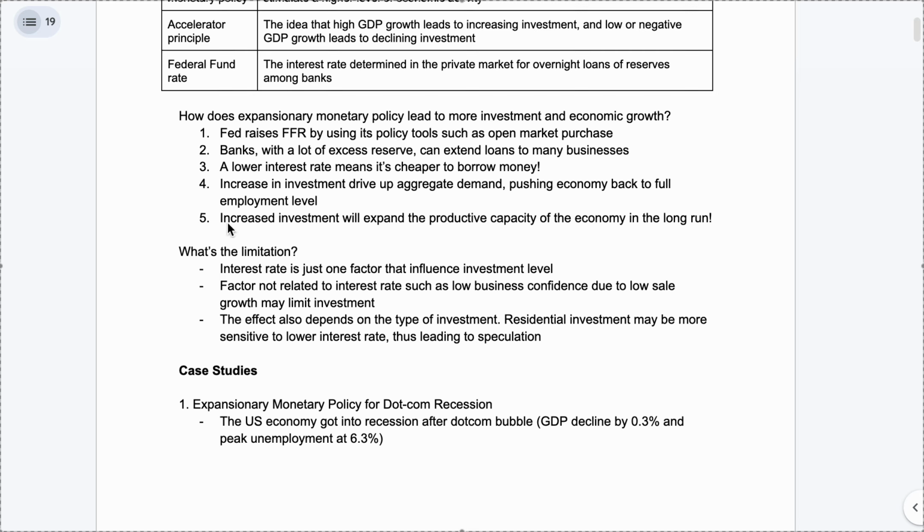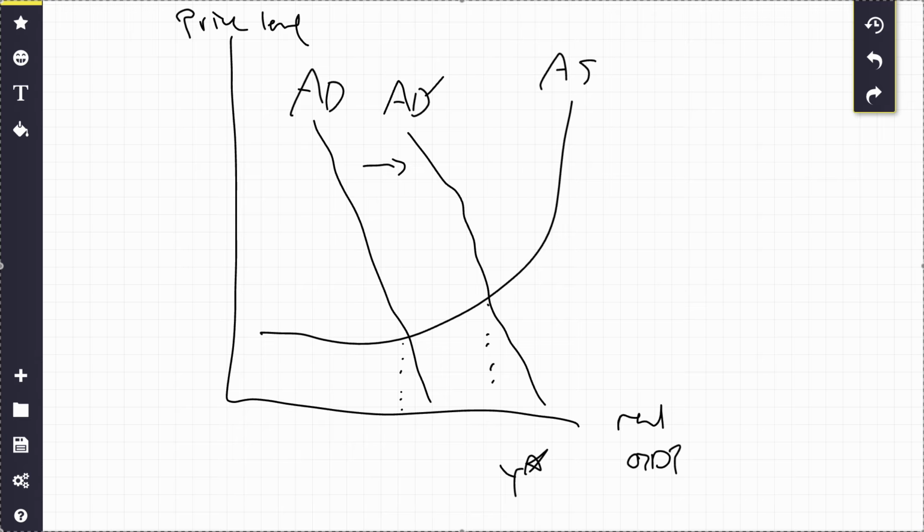Okay, and there's also one more thing that we can expect, or we hope, that expansionary monetary policy will lead to, which is increased investment leading to expansion of the productive capacity of the economy in the long run. So that would be a change in supply rather than demand. This is short-term economic growth, right? The one that I just explained.